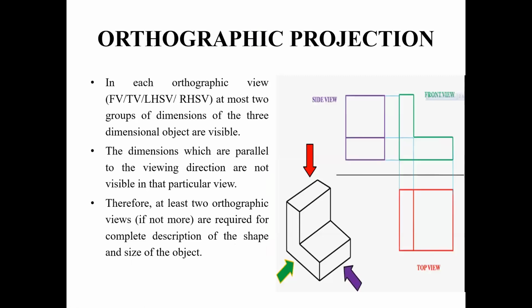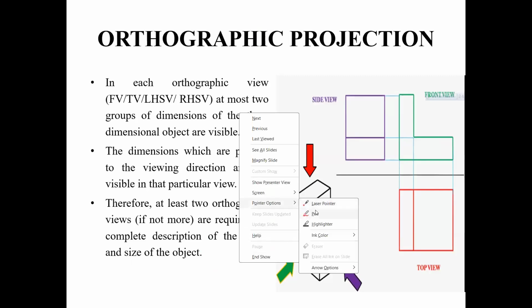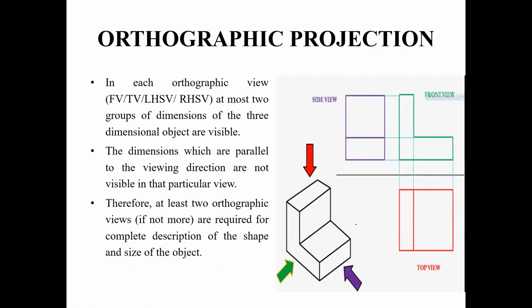Now you come back to this slide once. Here you can see different types of projected views. So let me change the ink color first. Let me use this color. So this projected view is called as isometric view. This is not called as orthographic view. This is called as isometric view.